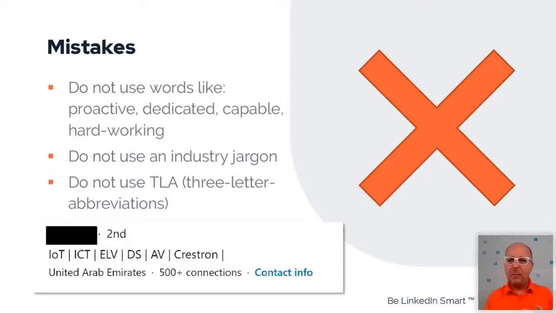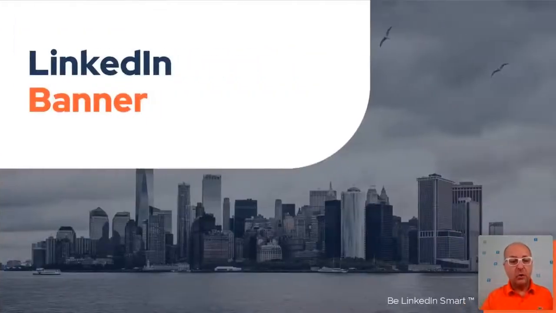And there are some mistakes which people are making, and I just outlined them for you here. Of course, all the cliche words which we know, like hardworking and passionate, please don't use them. They are not nice, and they are not necessary. Also, do not use any industry jargon, because nobody understands that. And don't use any three-letter abbreviations. As you can see in that example below, I don't really know what this person does. I mean, IoT, I can think of maybe Internet of Things, but the rest of it, I can't figure out. And if I'm confused and I don't know what the person does, I'm probably not going to connect with him or her. So just mind this.